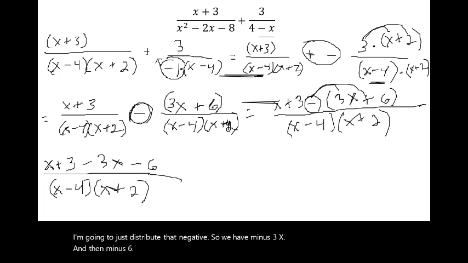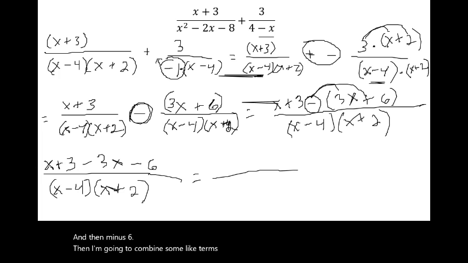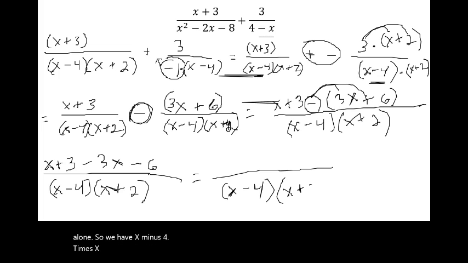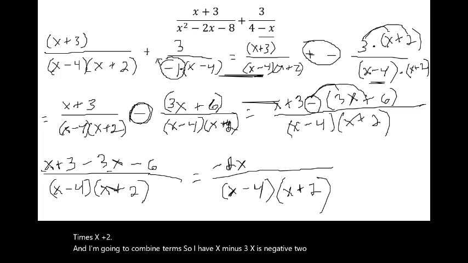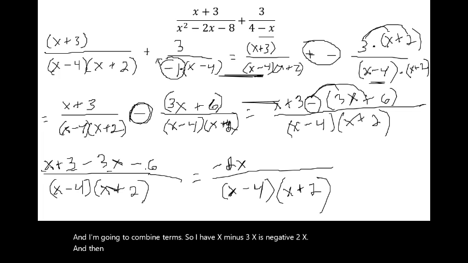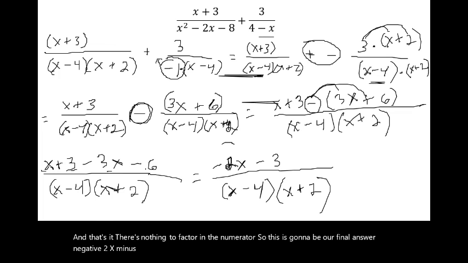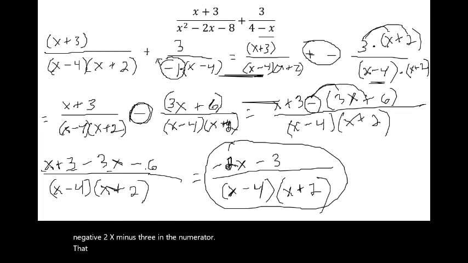Then I'm going to combine some like terms in the numerator, continuing to leave the denominator alone. So we have x minus 4 times x plus 2. And I'm going to combine like terms. So I have x minus 3x is negative 2x. And then 3 minus 6 is negative 3. And that's it. There's nothing to factor in the numerator. So this is going to be our final answer, negative 2x minus 3 in the numerator. That is going to be simplified as much as possible.